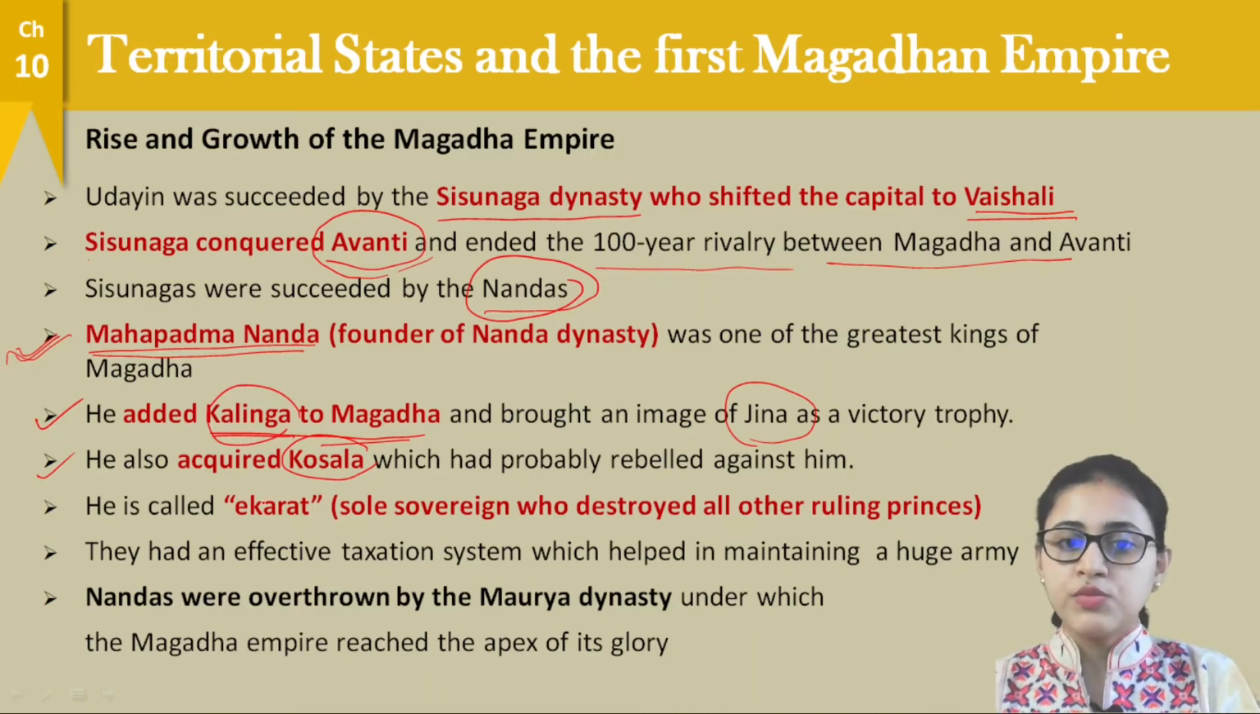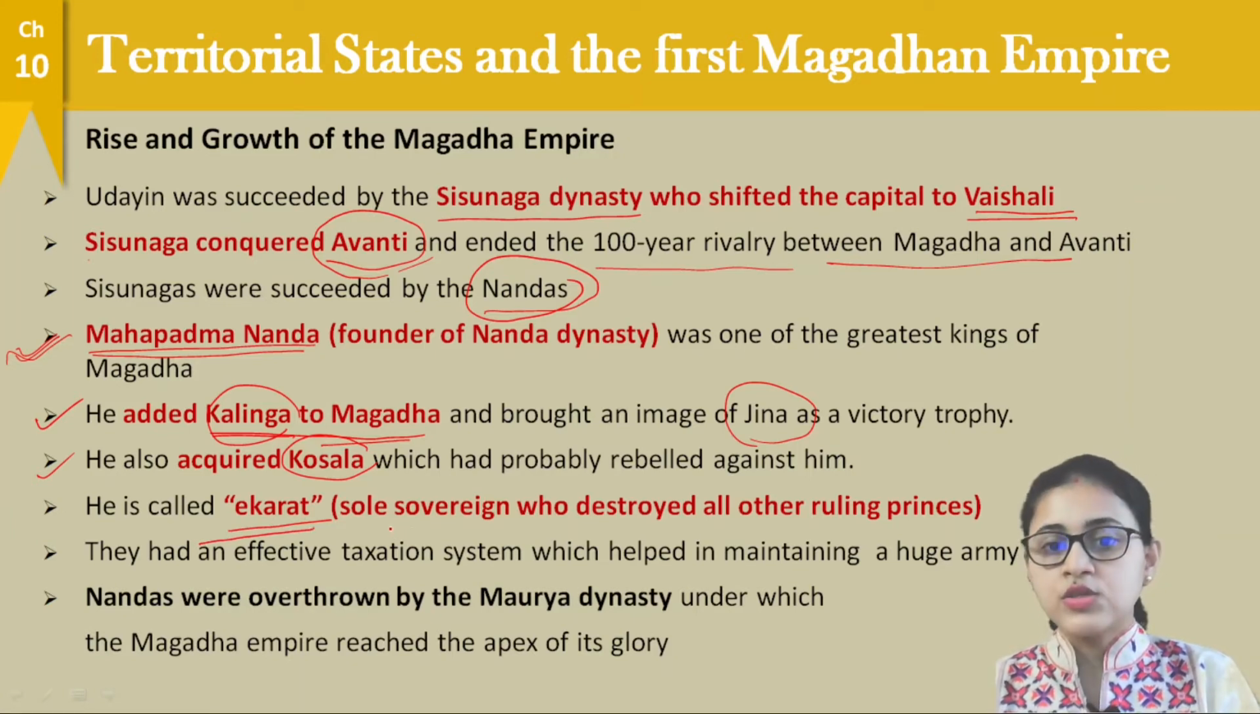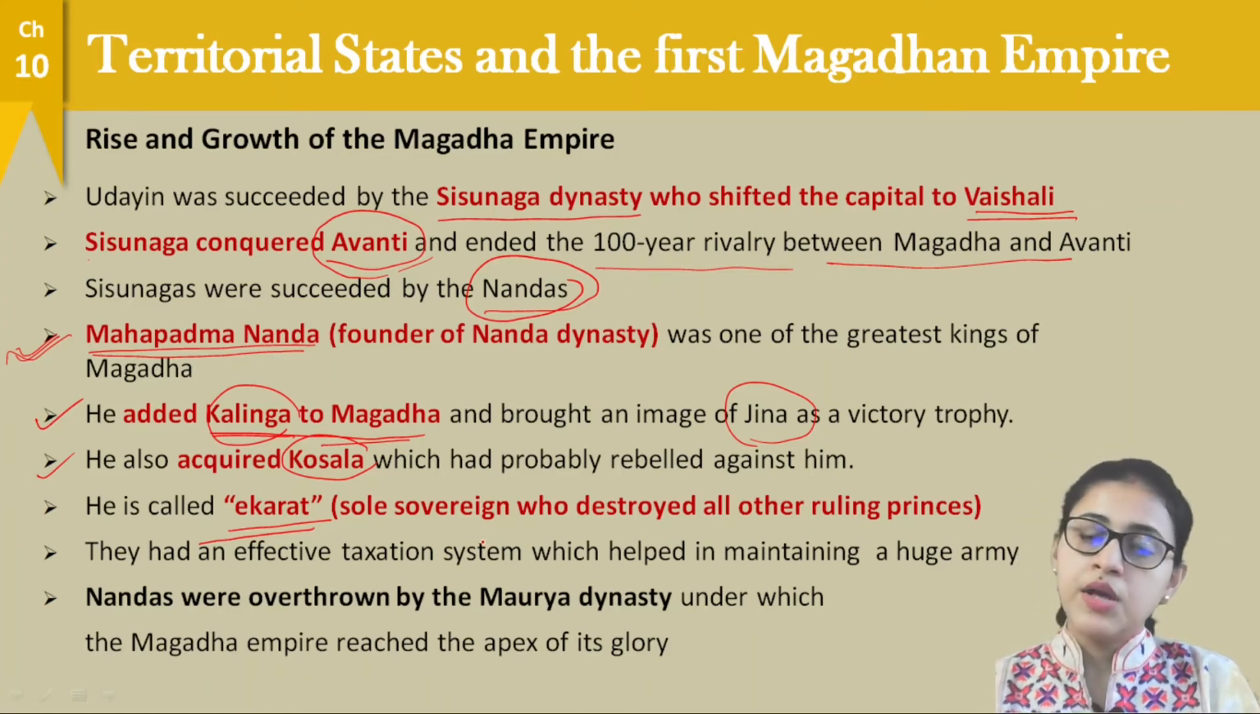And he came to be called Ekarat. Mahapadma Nanda came to be called Ekarat. Ekarat means the sole sovereign who destroyed all other ruling princes. He was a great leader of the Magadha kingdom.